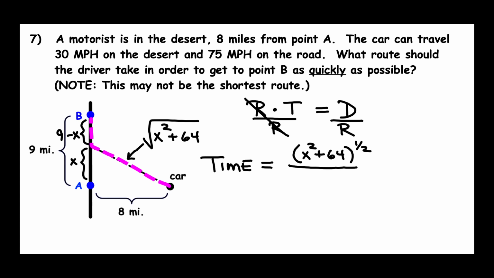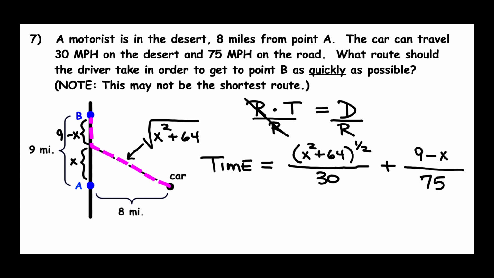That's the distance. But the rate, since you're in the desert, is 30 miles per hour. Plus, because it's going to take you more time, you're not to town B yet. Now you're on the road, and you have to go another distance of 9 minus x, but now you can go crazy and go 75 miles per hour. So we have ourselves a time equation.